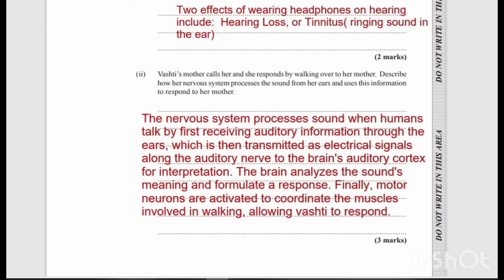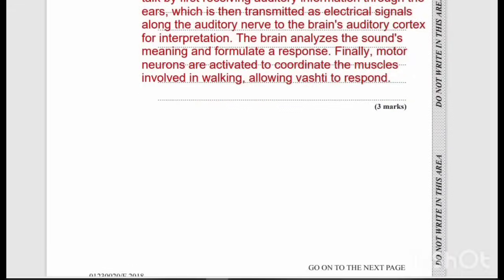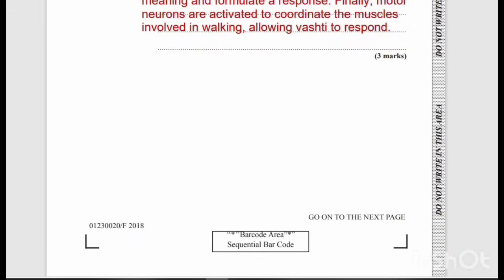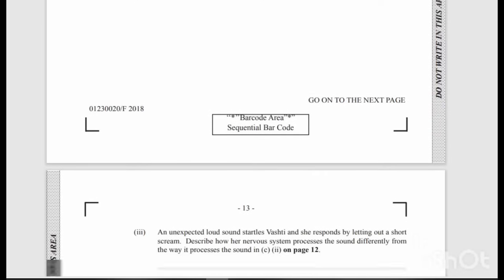And this is what we would call a voluntary action. So when she would have heard the sound, her auditory nerves would bring them as electrical signals to her brain. Her brain would process it and send a response that is appropriate, and then her muscles would react by walking over to her mother. That's what she would do. So we call this a voluntary action, not one that is just spontaneous, but one that is actually thought through, and that is for 3 marks.